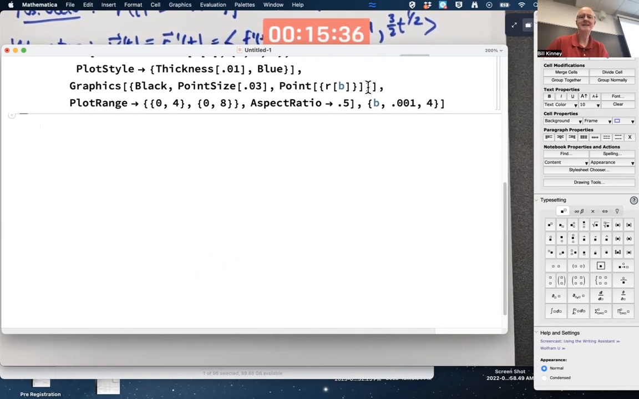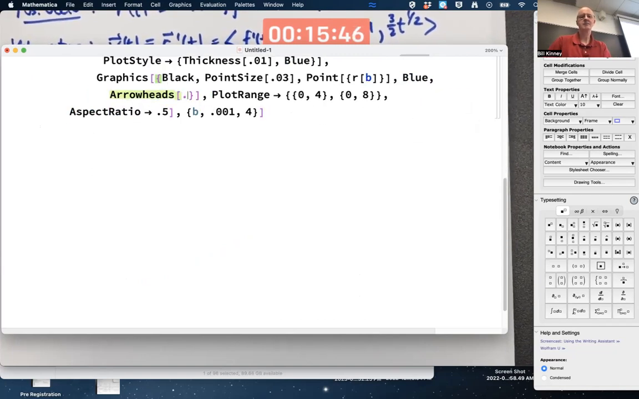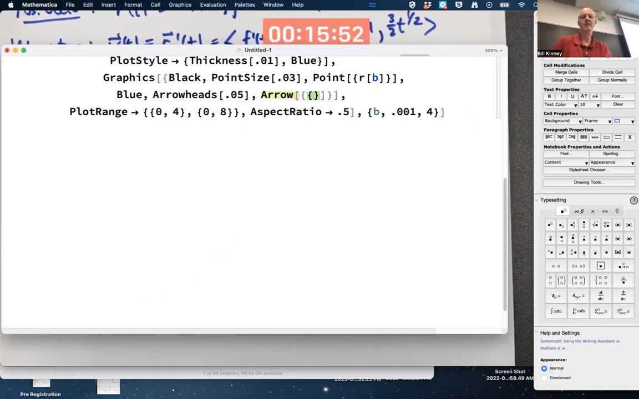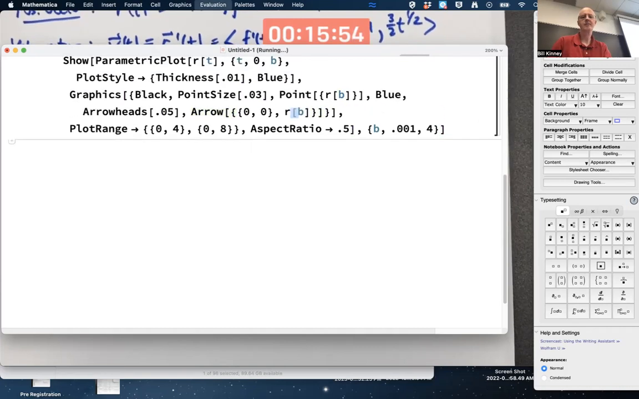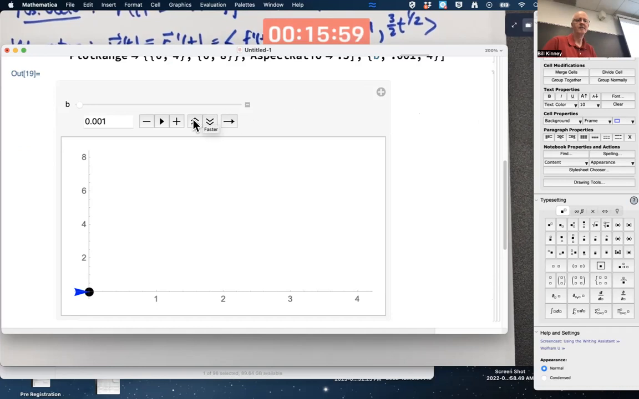Again, don't worry about this syntax. I've just done this syntax so much in my life that I can do it pretty quickly. I always forget what Arrowheads should be, how big the number I should put in arrows. I'll try 0.05. Arrow means it makes an arrow, a vector. So now I've got the position vector in there.